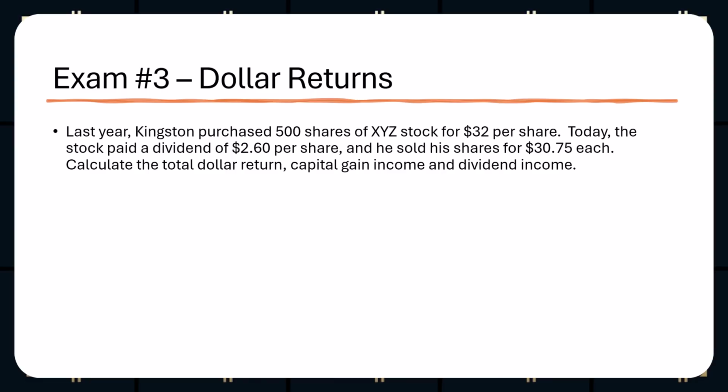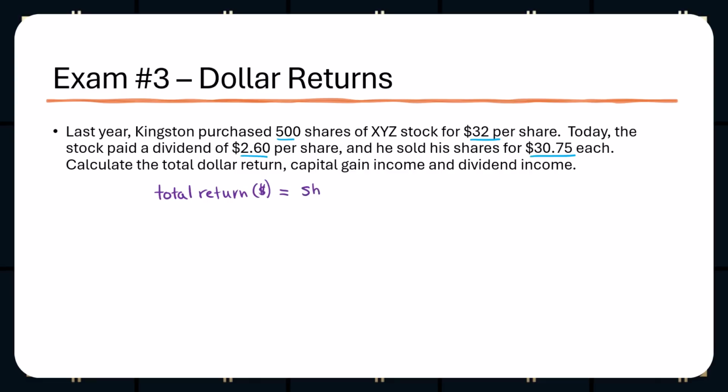Last year, Kingston purchased 500 shares of XYZ stock at $32 per share. Today, the stock pays a dividend of $2.60 per share, and he sold his shares for $30.75 each. Calculate the total dollar return, the capital gain income, as well as the dividend income in this particular example. When we are calculating returns from a dollar standpoint, the number of shares or the number of bonds is very, very important. When we look at the percentage side of things, the number of shares becomes irrelevant.